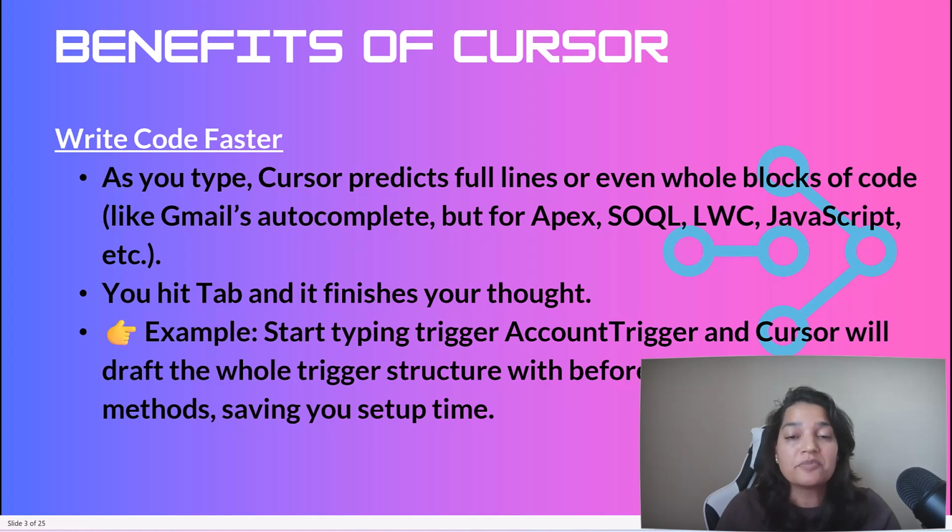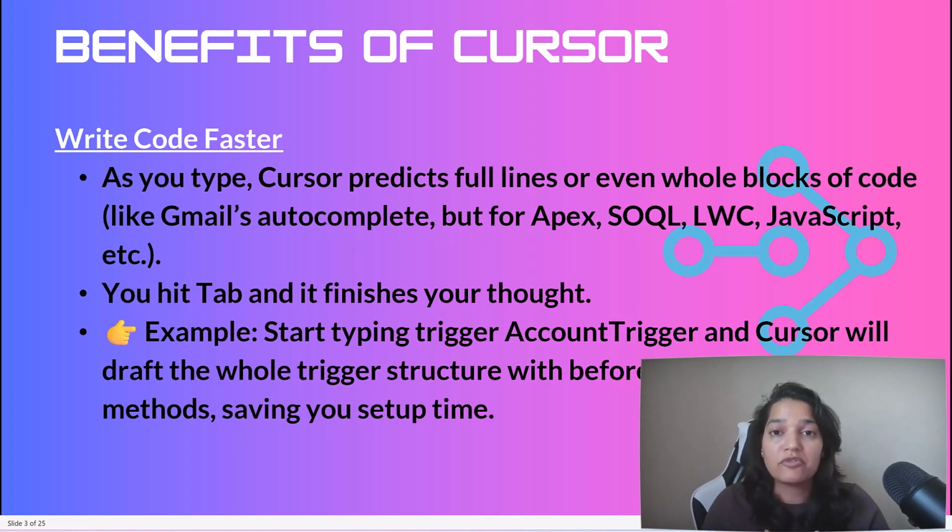Okay, so the first benefit of Cursor is it will write your code very fast. So rather than you going ahead and let's say you wanted to build an account trigger, you start writing your trigger and then you can ask Cursor to finish it off. So Cursor is going to draft the whole trigger with all the different methods, before insert, before update. It will basically provide the structure for you. And not only that, it can finish off that whole trigger for you as well. Whatever you want, you can provide that command to Cursor and it will build those things behind the scene.